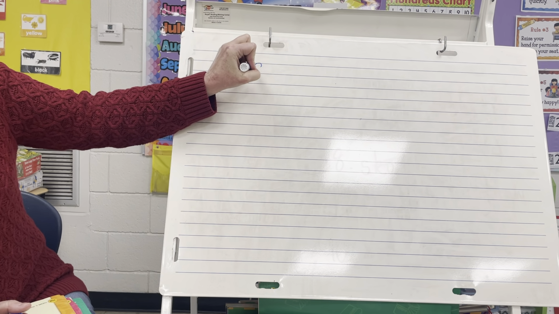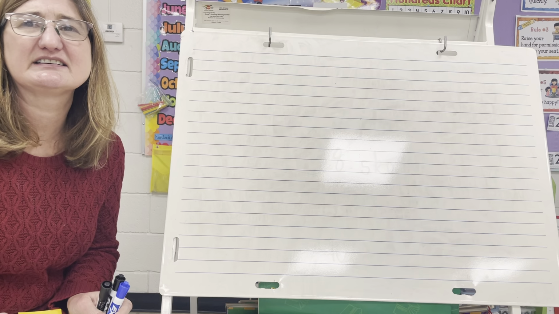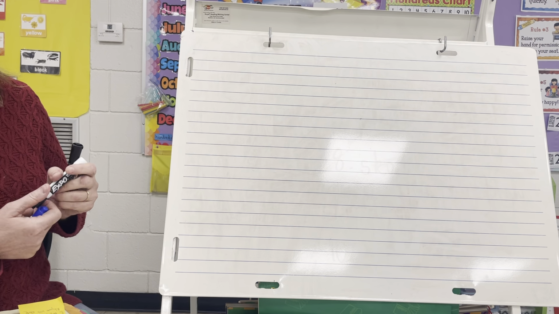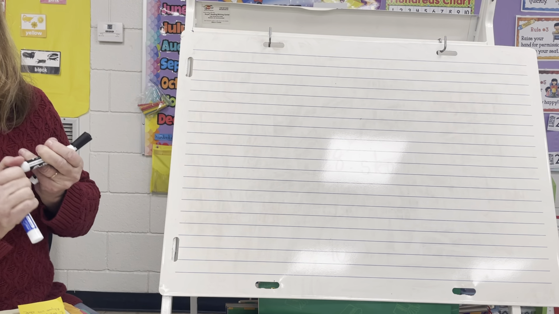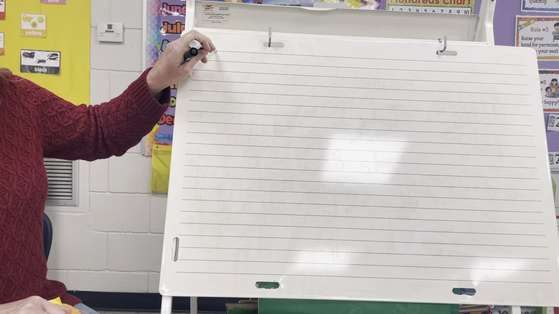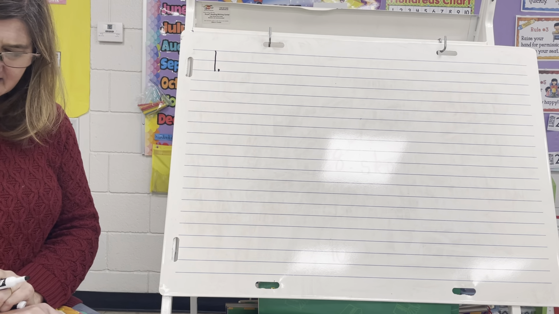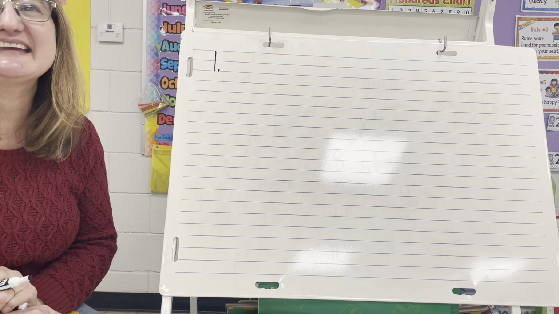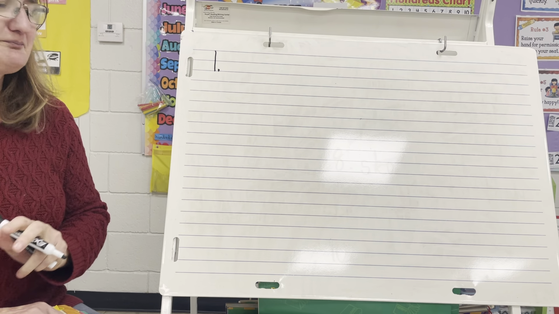All right, for number 1, we're going to review our spelling words. So I want you thinking about our spelling words. This first word begins with the M sound. It begins with the M sound, and it rhymes with take. I want you on your piece of paper to write that word down. Write it down.